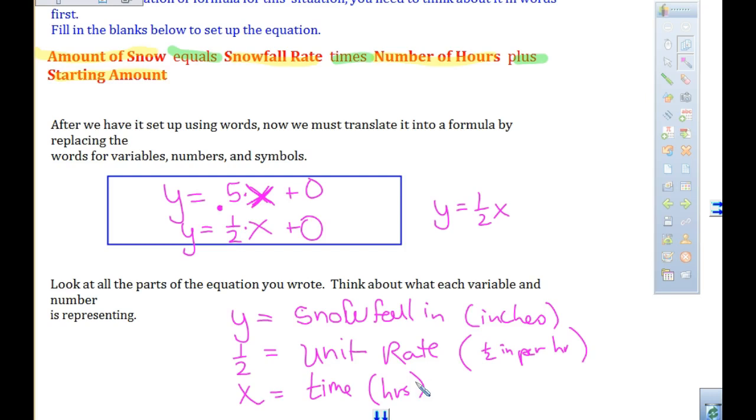Okay. Are we done with notes? One more page of notes.